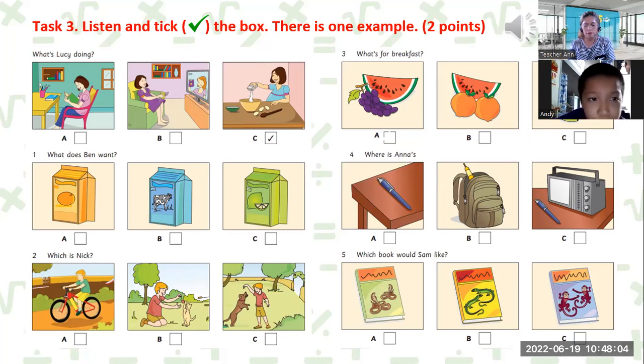Test 3. Listening. Part 3. Look at the pictures. Now listen and look. There is one example. What's Lucy doing? Hello. Is Lucy reading in the bedroom? No, she isn't. Is she watching TV in the living room? No. She's making a cake in the kitchen.